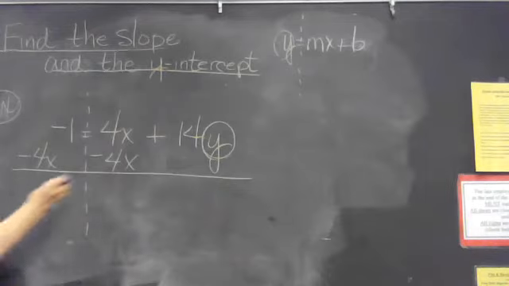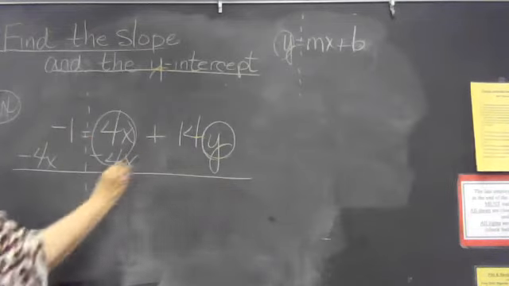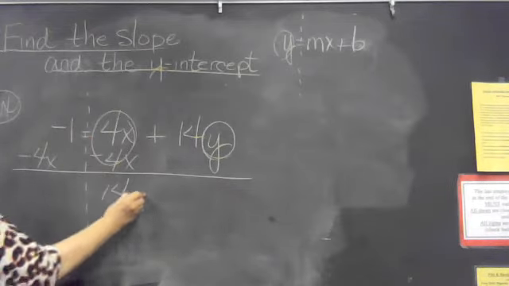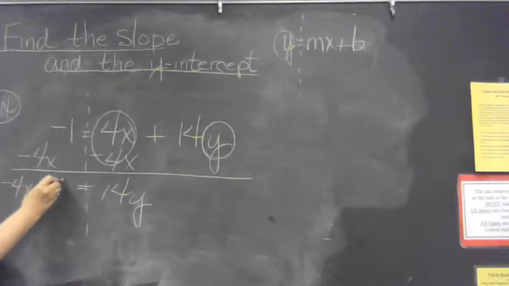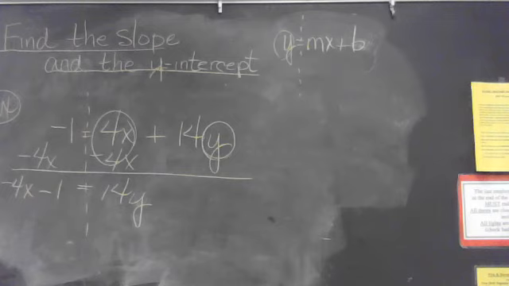So now, these cancel out, and you have 14y left. It's okay to bring it over here. And over here, since you can't add these two negatives together, we have to write them separately. So I have a -4x minus 1 on this side. Are we okay so far?